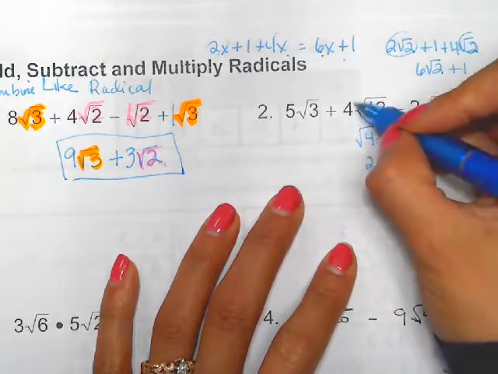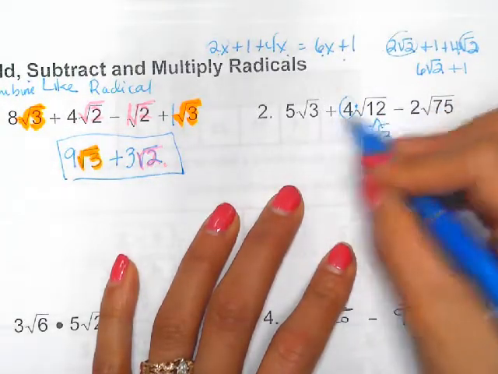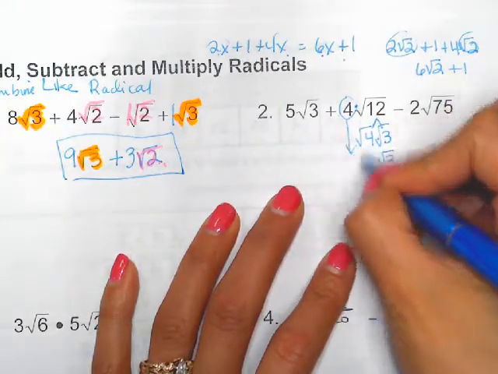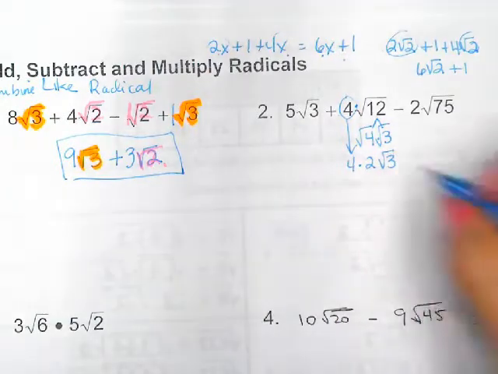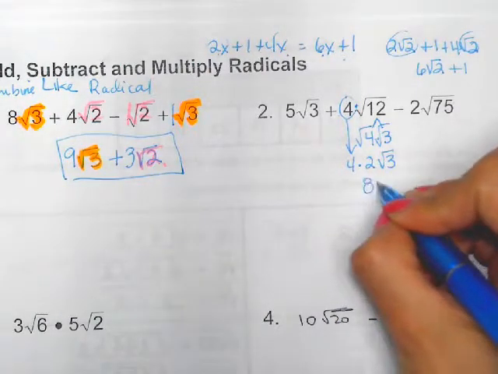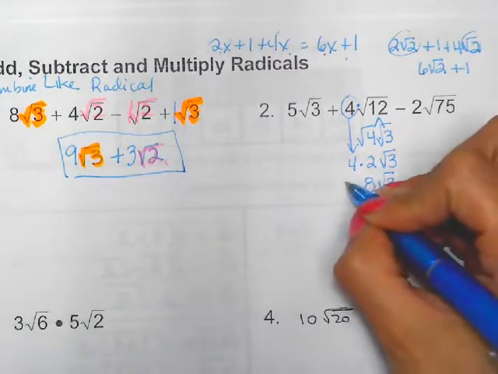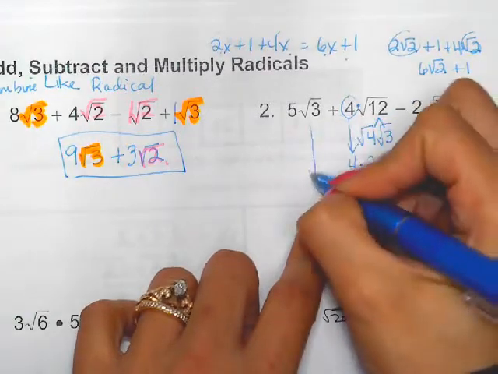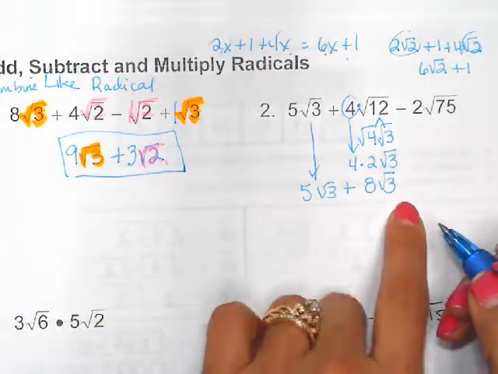Be careful though, this 4 is outside touching the square root, meaning whatever comes out has to be multiplied by that 4. So bring that 4 down and multiply it times the 2. So 4 times 2 is 8. Okay, and it's a positive, so put plus. In front, I can bring down the 5 square roots of 3, and you can tell they're already like radicals.